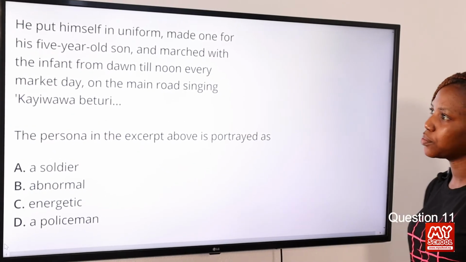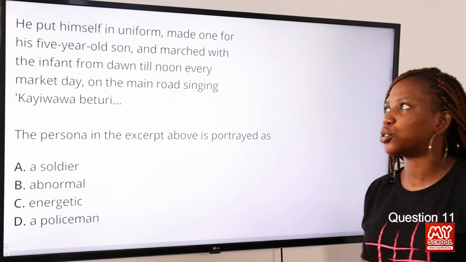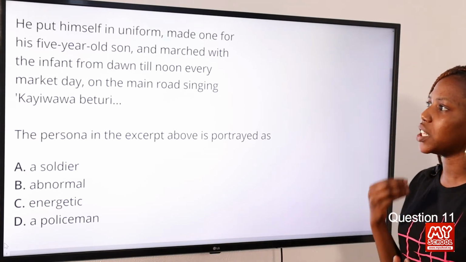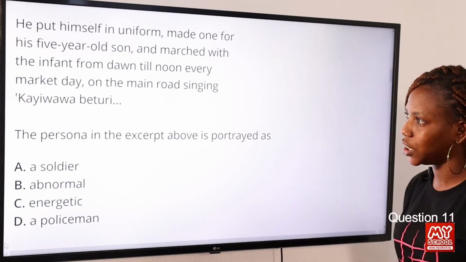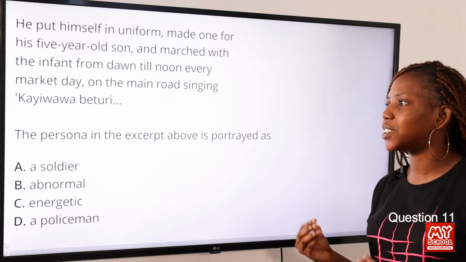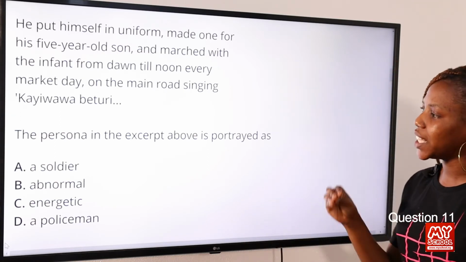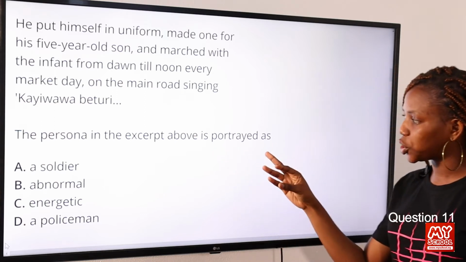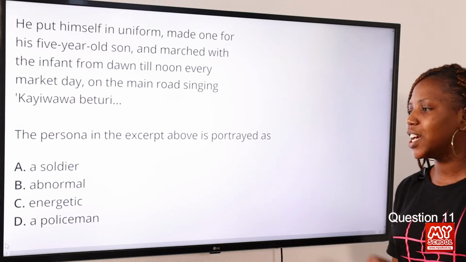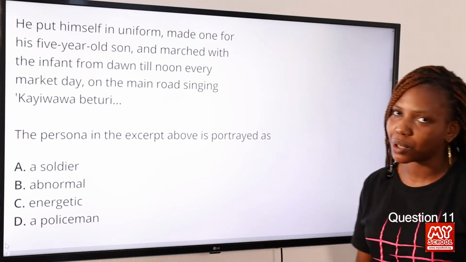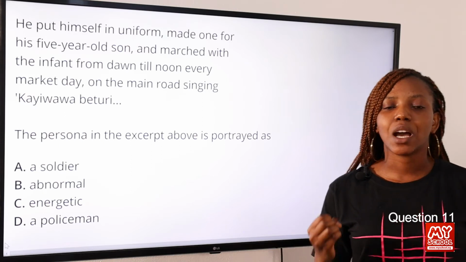Question 11. He put himself in uniform, made one for his 5-year-old son, and marched with the infants from dawn till noon every market day on the main road, singing Kaiwawa Bituri. The persona in this excerpt above is portrayed as option A, a soldier, option B, abnormal, option C, energetic, option D, a policeman. Now the answer to this question is option B, abnormal. Now, why is it abnormal?